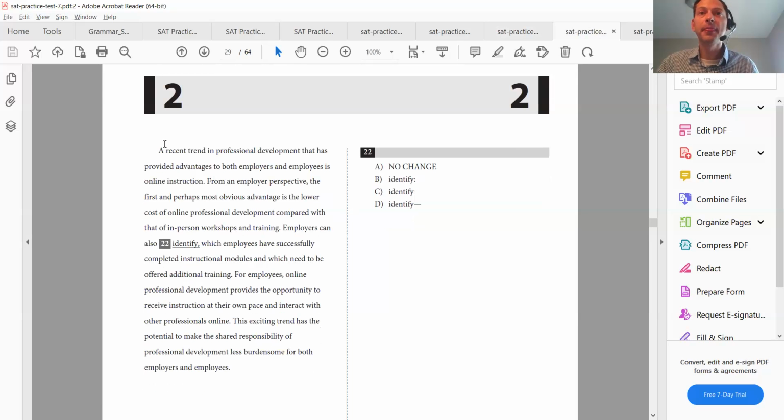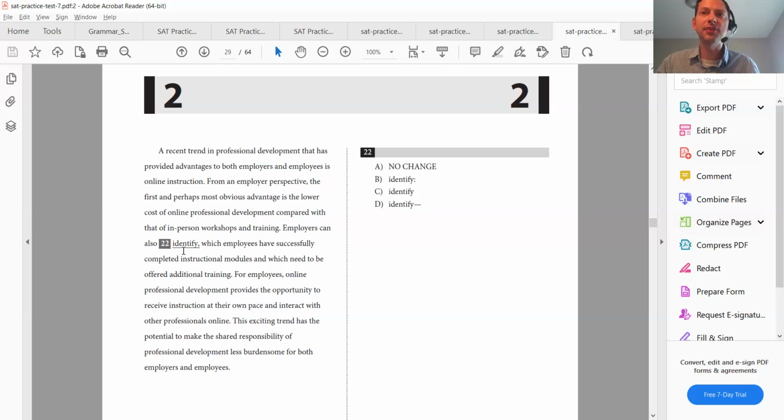Number 22. Let's look, where does the sentence start? From an employer perspective, the first and perhaps most obvious advantage is the lower cost of online professional development compared with that of in-person workshops and training. Okay, that was a sentence before. Employers can also identify which employees have successfully completed instructional modules and which need to be offered additional training.